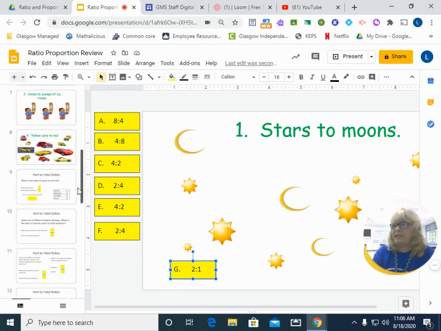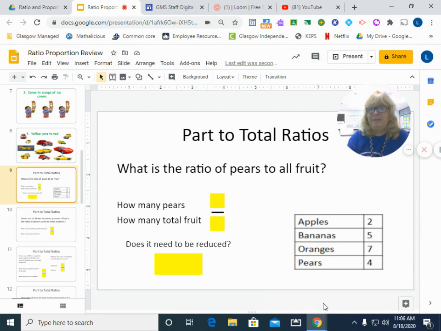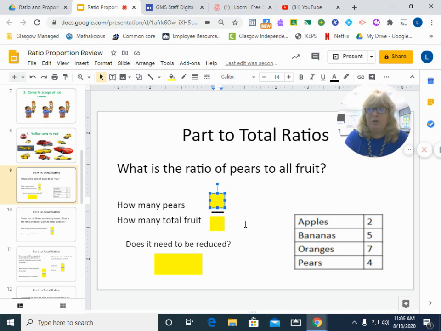Another way we're going to practice is actually typing in numbers yourself. Like this one says, part to total ratios. What is the ratio of pears to all fruit? I've got to move my pretty face again. So how many pears? I come over here. There's 4 pears. Now this time there's nothing over here to click and drag from. I always make things yellow so you know that's what you're supposed to work in. That's sort of our color code. Double click, and you're going to type in the number. There were 4 pears, so we're going to type in 4. You double click down here.